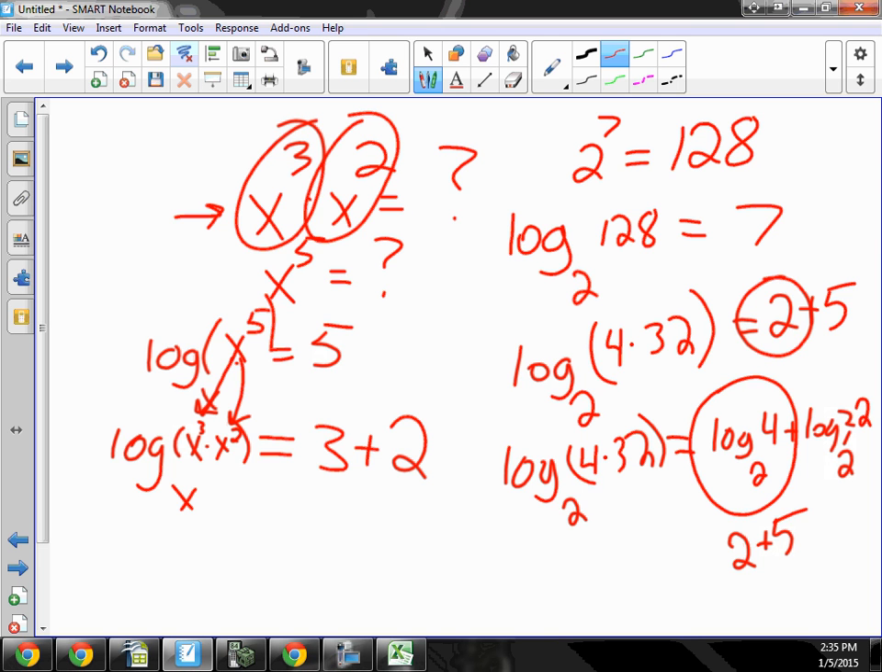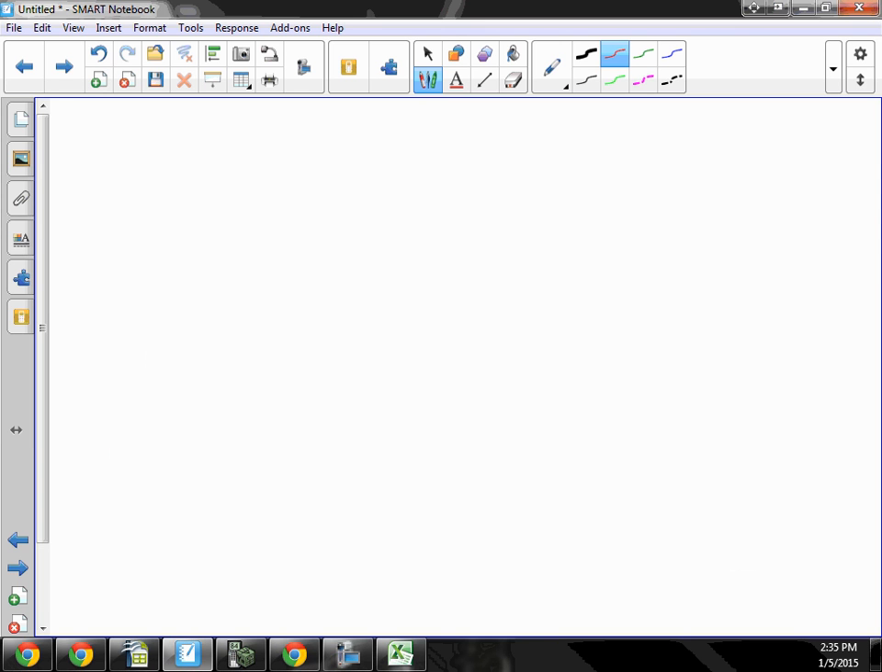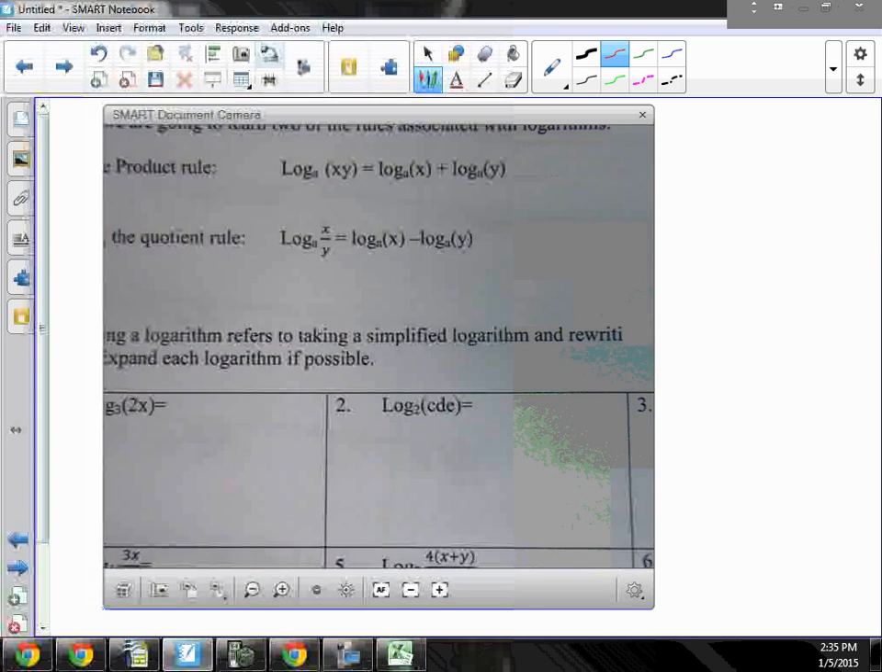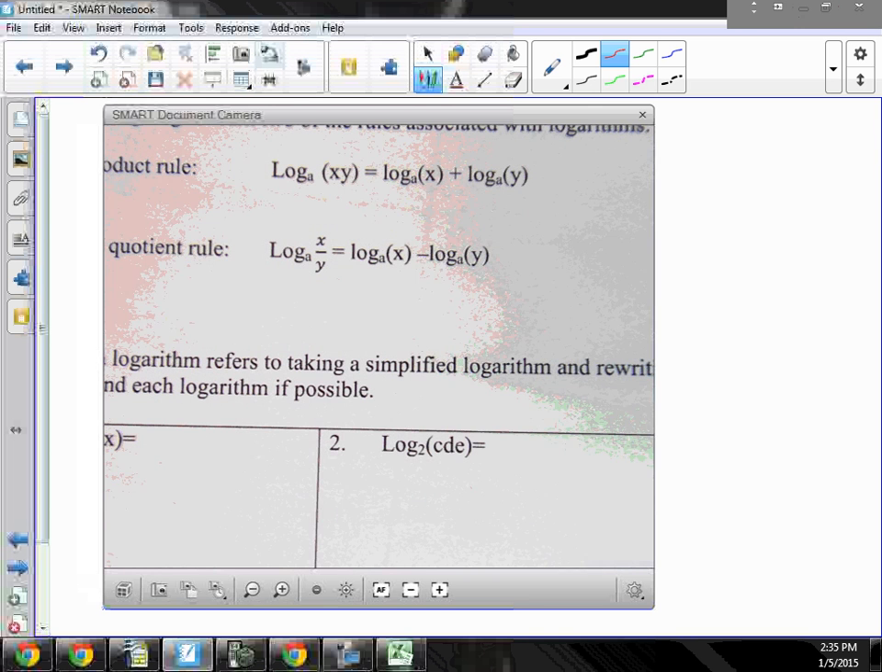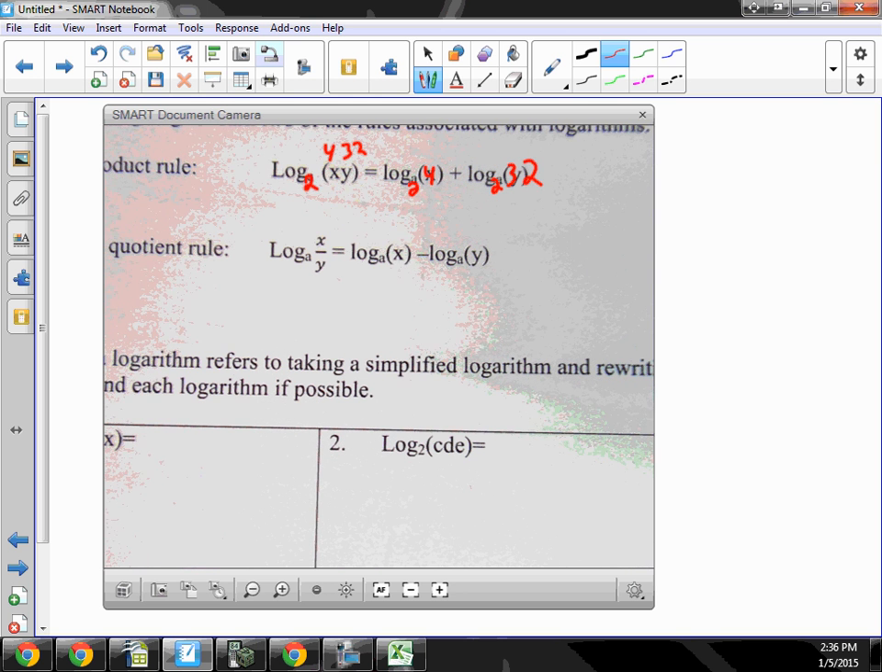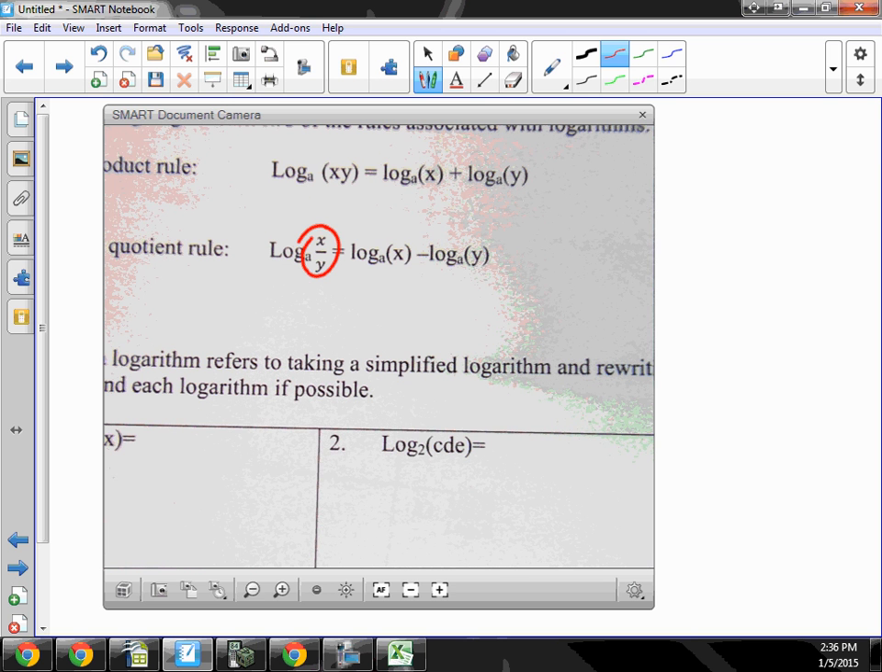Well, likewise, we can do the quotient rule. Let me show you the product rule and the quotient rule. The product rule says, if you have log base A of a product, you can split that into 2 separate positive logarithms. So we did 4 and 32: log base 2 of 4 and log base 2 of 32. If this is a product, I can split them into 2 additions. Likewise, if you have a quotient, you can split it into 1 positive and 1 negative. The numerator becomes positive and the denominator becomes negative.